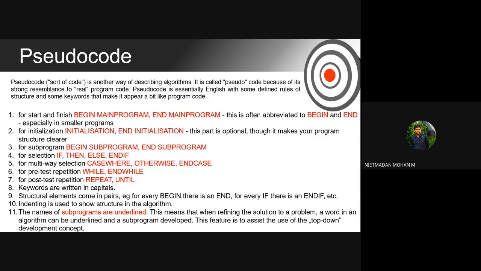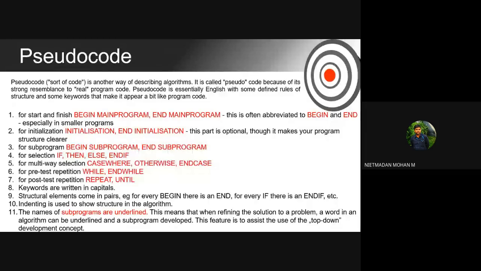For a selection statement that I have mentioned: if, then, else, and end if. So these are the keywords that you want to use for a selection process. If you are going to select any one of the statements from two, then you want to use this if, then, else, and end if.